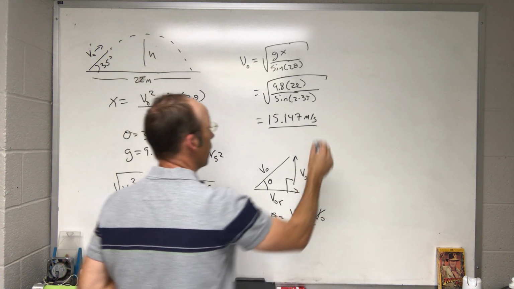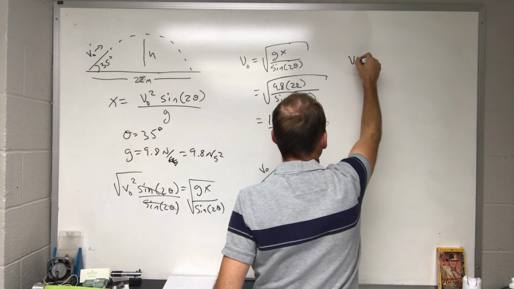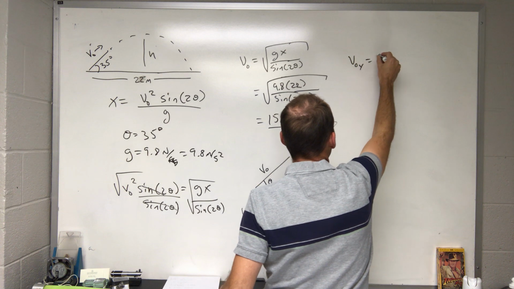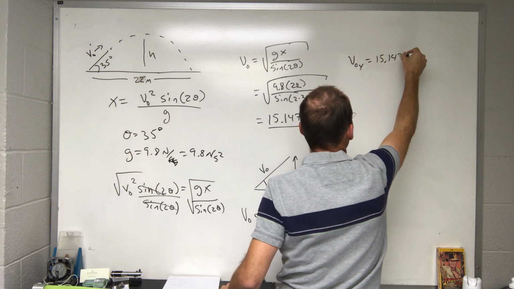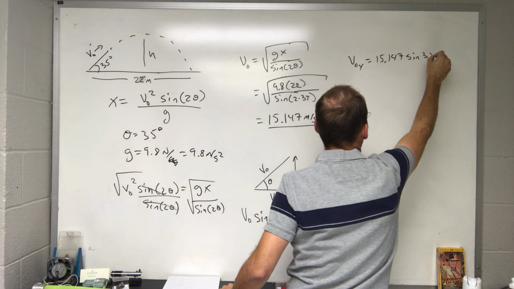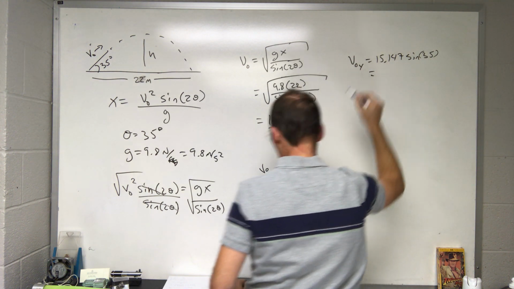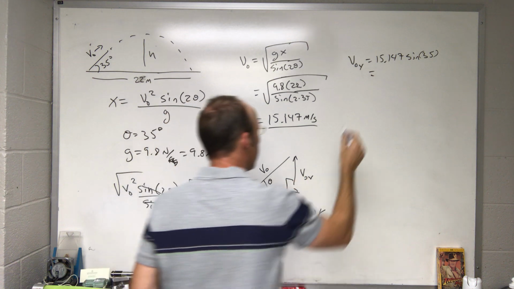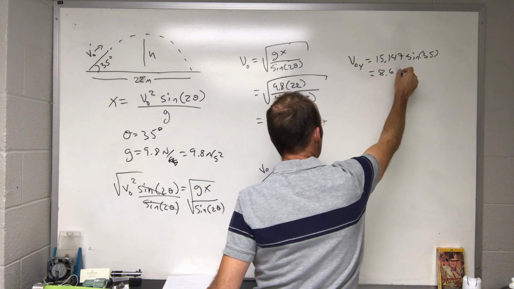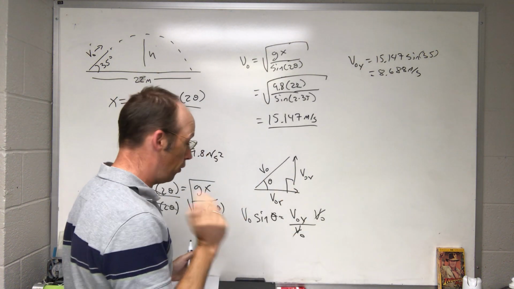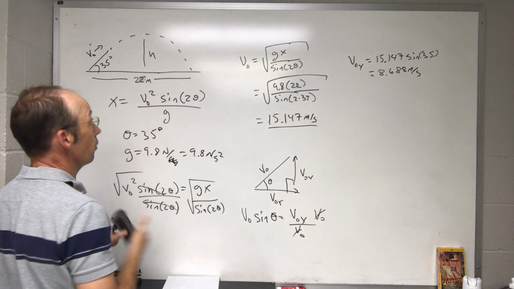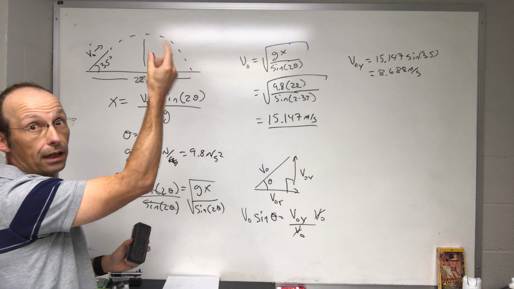And I get v0y is going to be 15.147 times the sine of 35. Put that in your calculator, and I get 8.688 meters per second. Okay, so now we're going to do one more cheat. How high does it go? I just have it going up with that initial velocity.